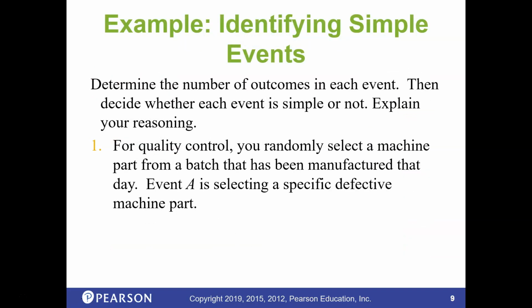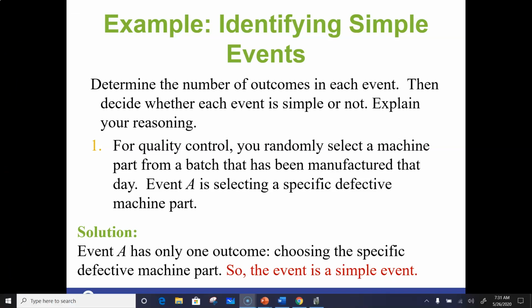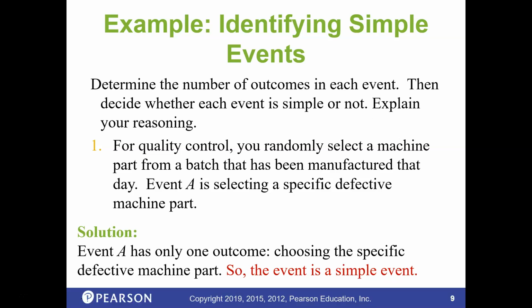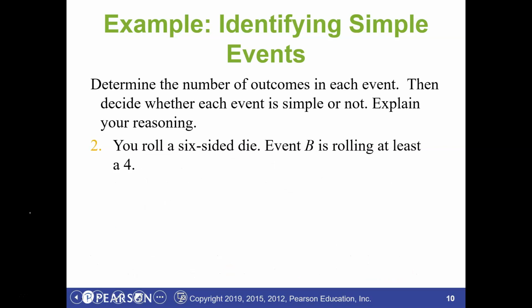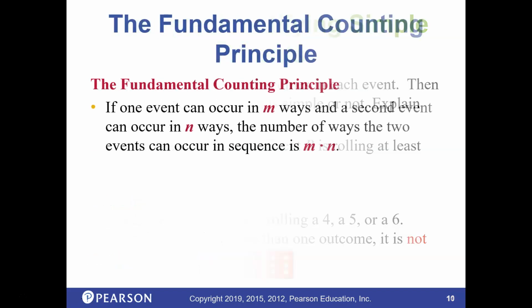Okay? So determine the number of outcomes in each event, then decide whether each event is simple or not. For quality control, you randomly select a machine part from a batch that has been manufactured that day. Event A is selecting a specific defective machine part. So since this is only 1 outcome, that specific machine part, we have ourselves a simple event there. Okay, you roll a 6-sided die. Event B is rolling at least a 4. So we think about this, at least a 4 means we could roll a 4, a 5, or a 6. It's not simple because there's 3 possible outcomes.